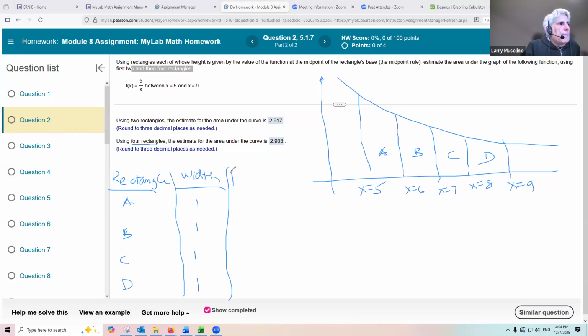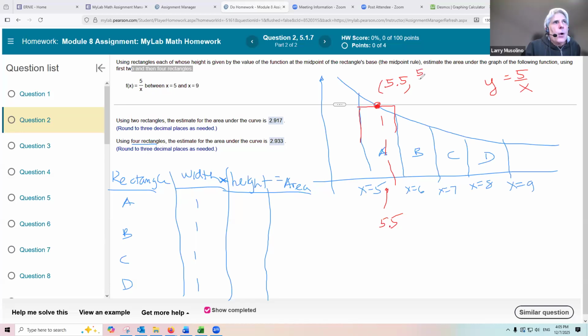Well, what we need is the height. Because if we can multiply the width times the height, that'll give us the area of each rectangle. All right, well, let's see. Let's go to rectangle A. We want the midpoint to determine the height of rectangle A here. The midpoint is 5.5. So this red dot is 5.5. Remember, the y value is 5 over x, so it's going to be 5 over 5.5. So the height is 5 over 5.5.